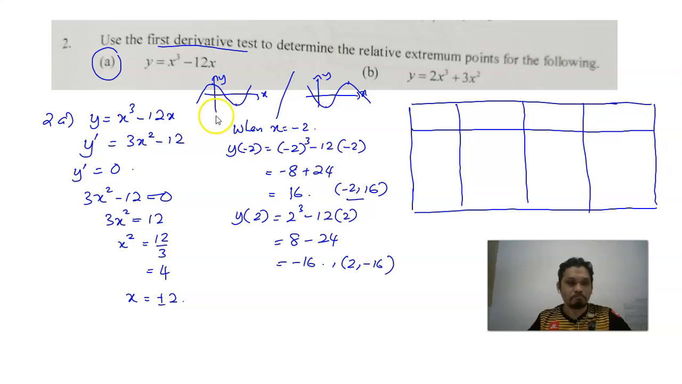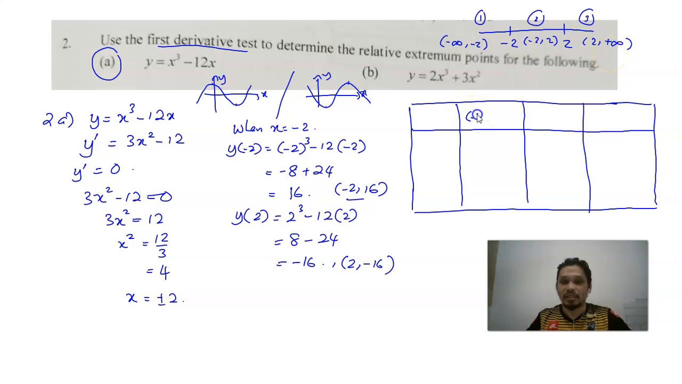For x cubed, we divide it into parts at x equals negative 2 and 2. So we get three territories here: 1, 2, and 3. The first territory is from negative infinity until negative 2, then from negative 2 until 2, and from 2 up to positive infinity. Just imagine that this is the point x equals negative 2, and also x equals 2 here.